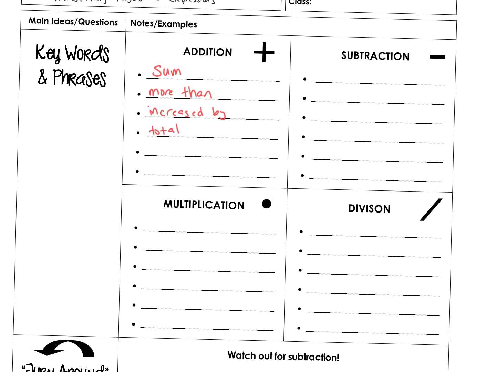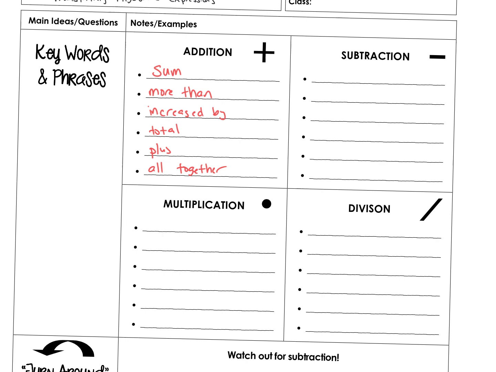Anytime we see the word total, it's typically going to be addition. We might also just simply see the word plus or altogether. So if you were to see any of these words in a sentence, they indicate that we're going to use addition in that.